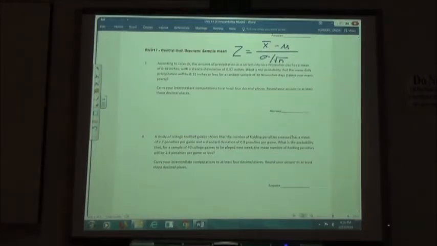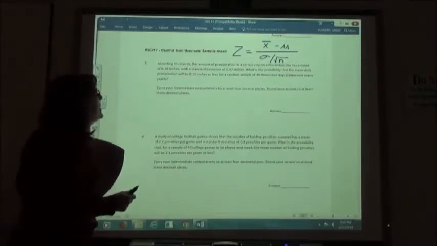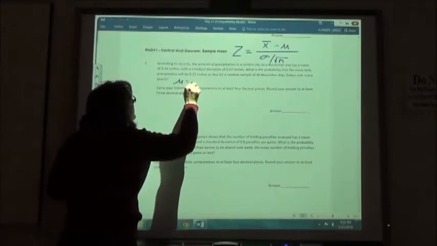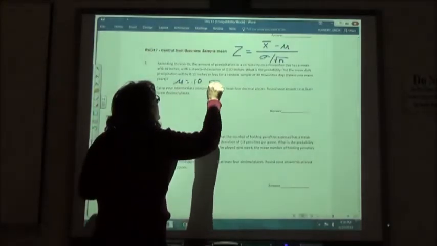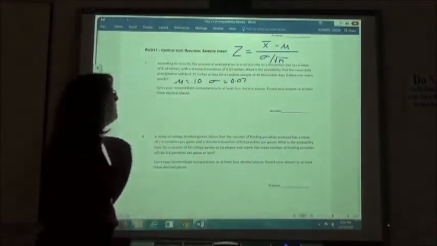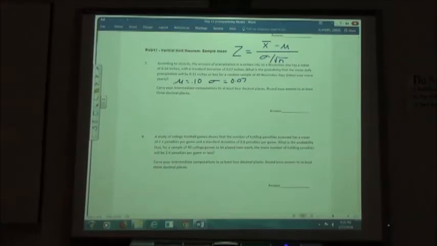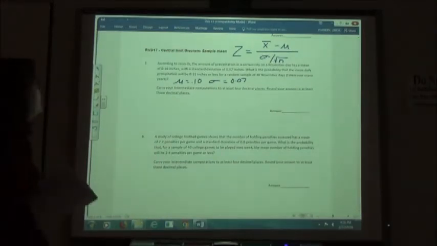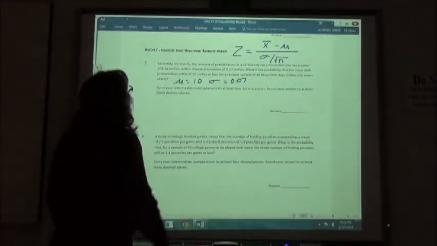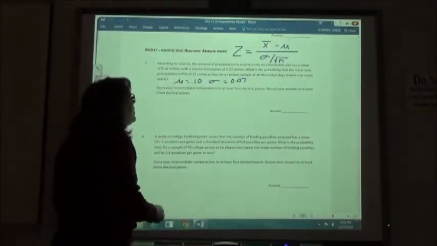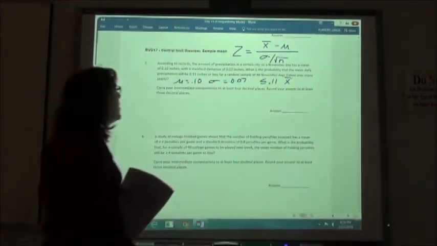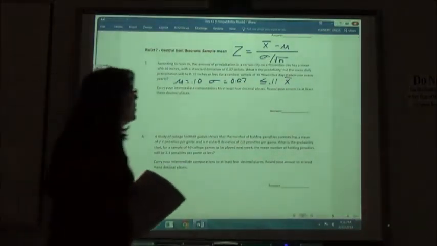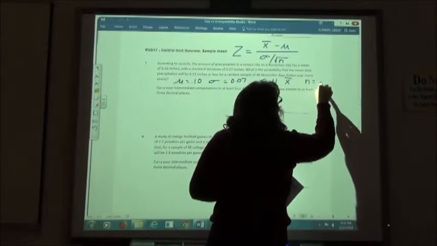It says, according to the records, the amount of precipitation in a certain city on a November day has a mean of 0.10 inches. The mean is the one that looks like this, mu. The standard deviation is 0.07. What is the probability that the mean daily precipitation will be 0.11 inches or less? So less than or equal to 0.11, that's the X bar number, for a random sample of 40 November days. So n is going to be 40.